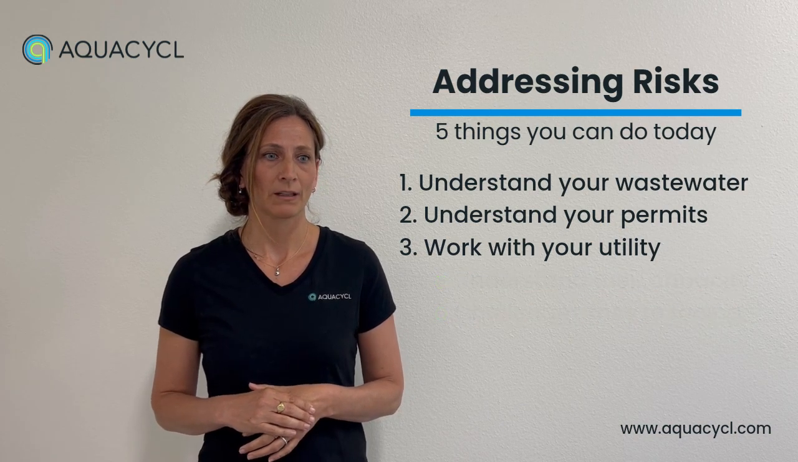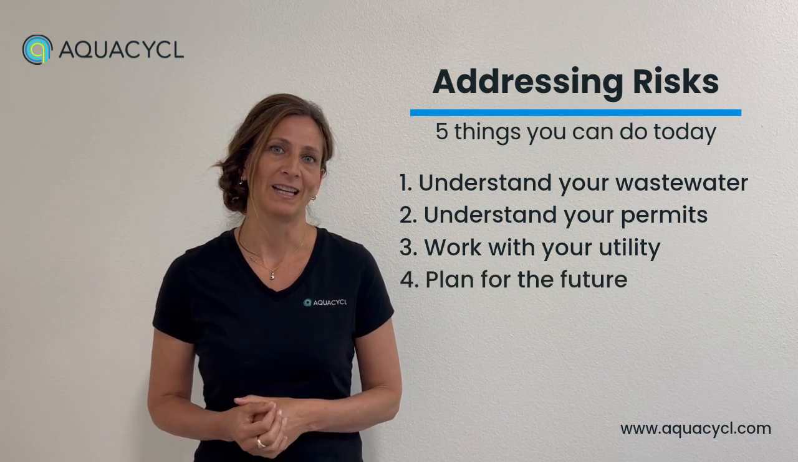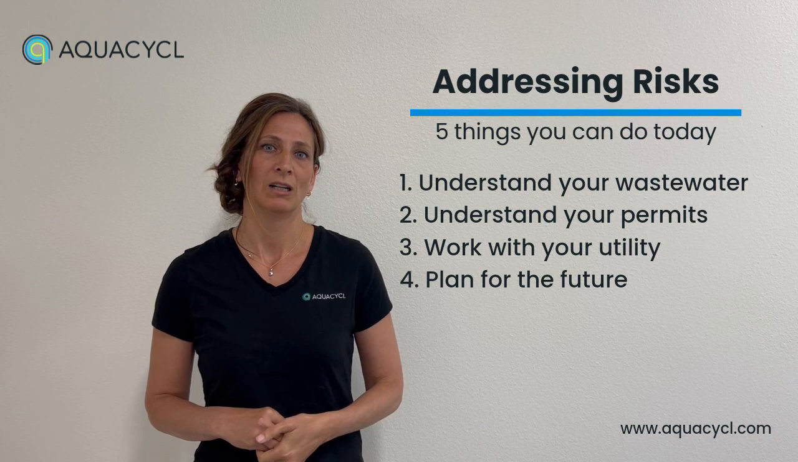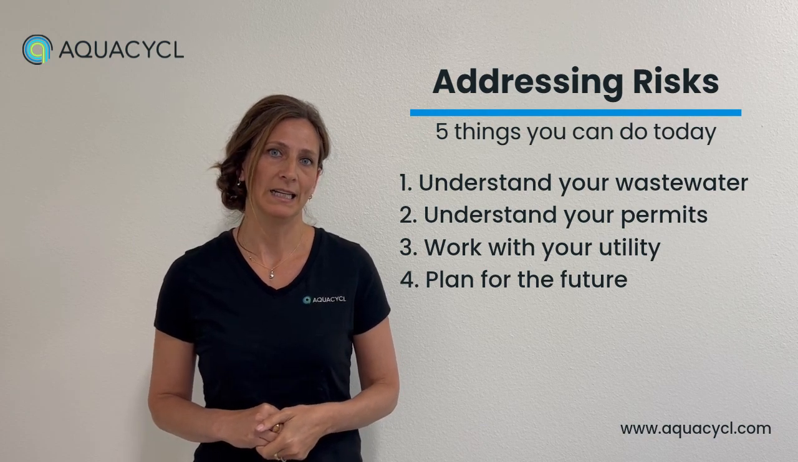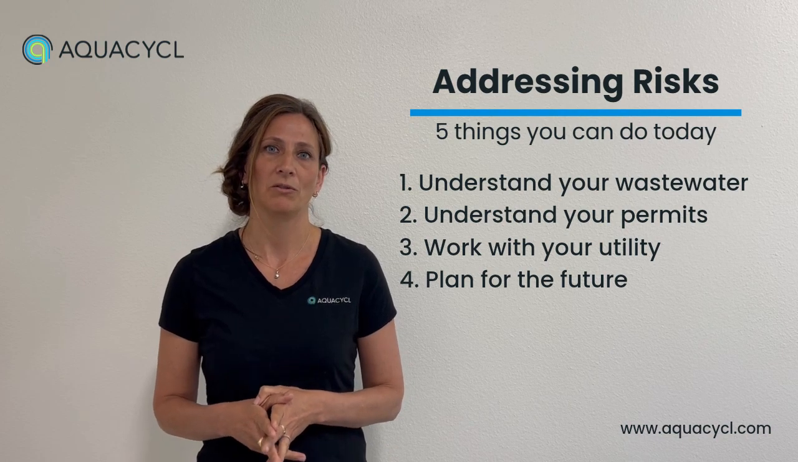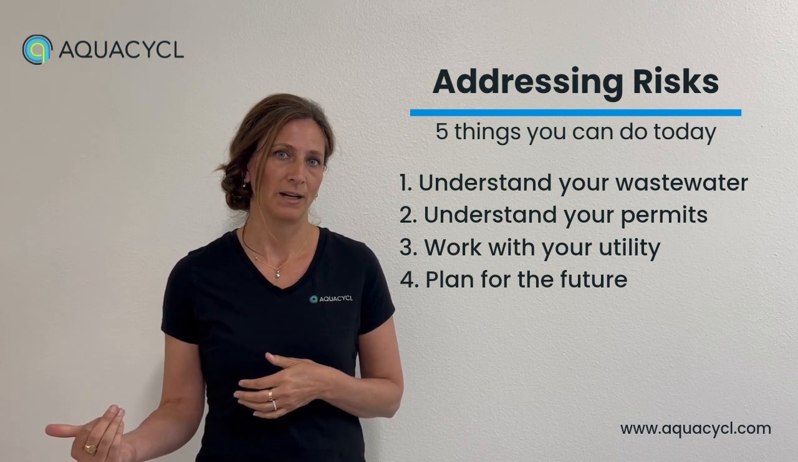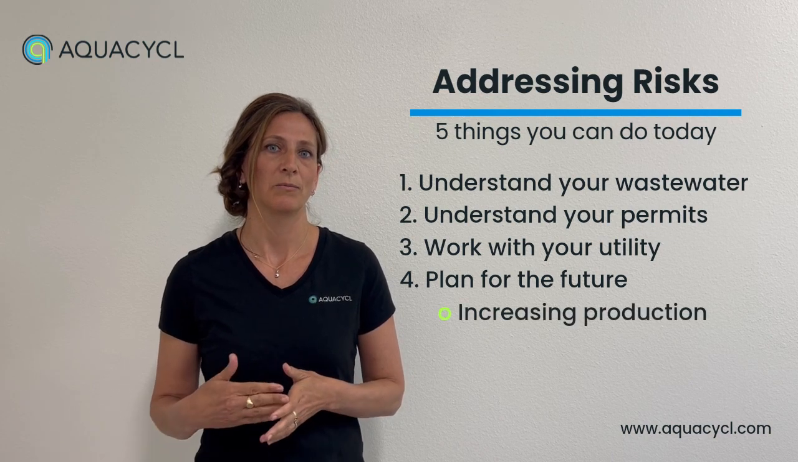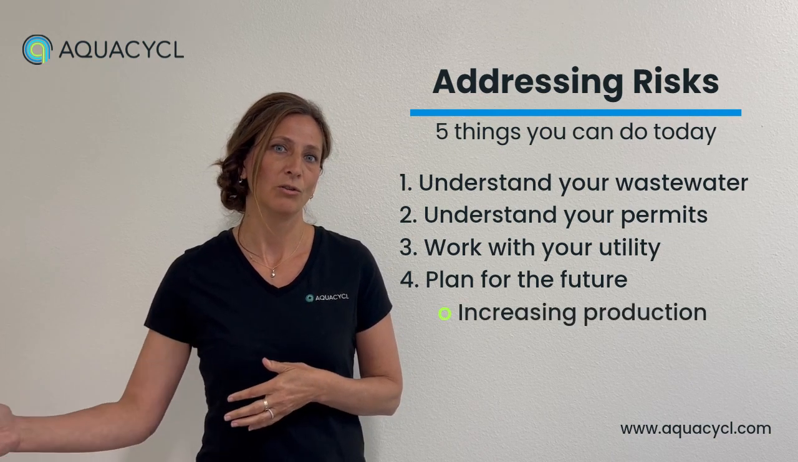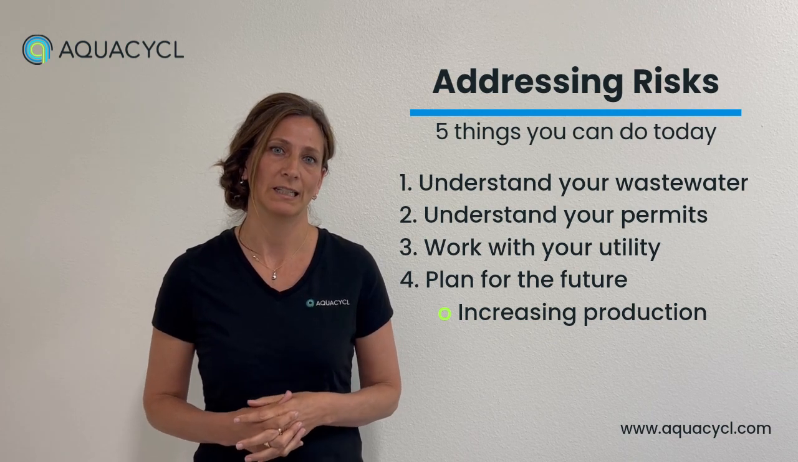Which leads to number 4, which is around your future plans and really knowing what you are planning to do at the site and how that's going to impact your wastewater. So if, for example, you want to double production capacity or add new lines, how is that going to impact your wastewater in terms of, are you going to be generating too much wastewater or too concentrated wastewater that the utility downstream can't handle it?